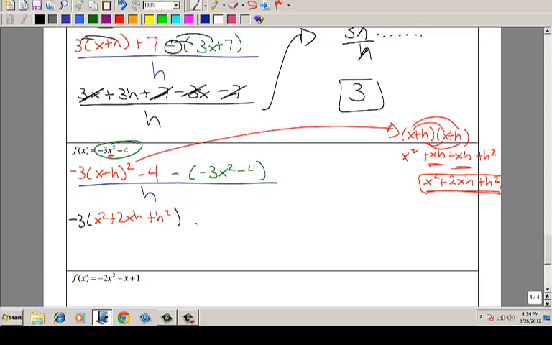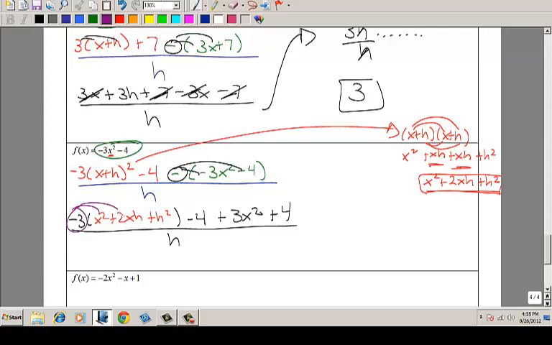And then I need to subtract 4. If I distribute this negative here, I end up with plus 3x squared plus 4 all over h. Let's go ahead and distribute the negative 3 in here. I end up with negative 3x squared minus 6xh minus 3h squared. Still have that minus 4 plus 3x squared plus 4. All of this over h.